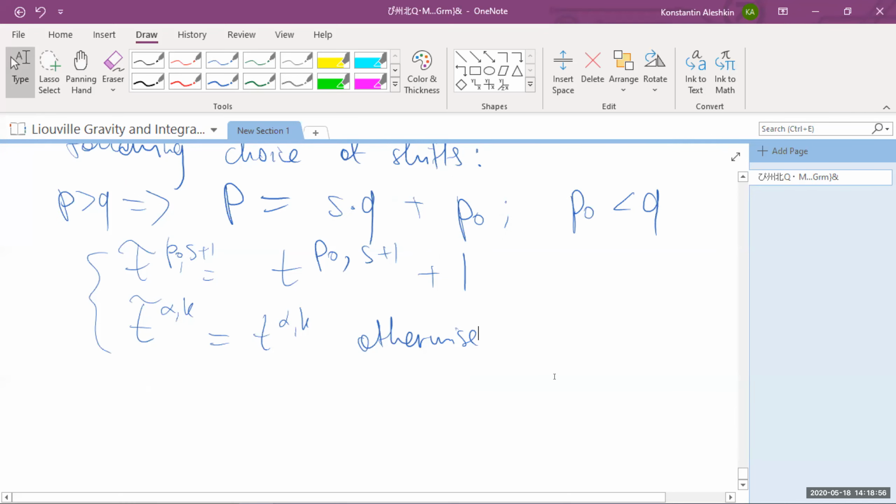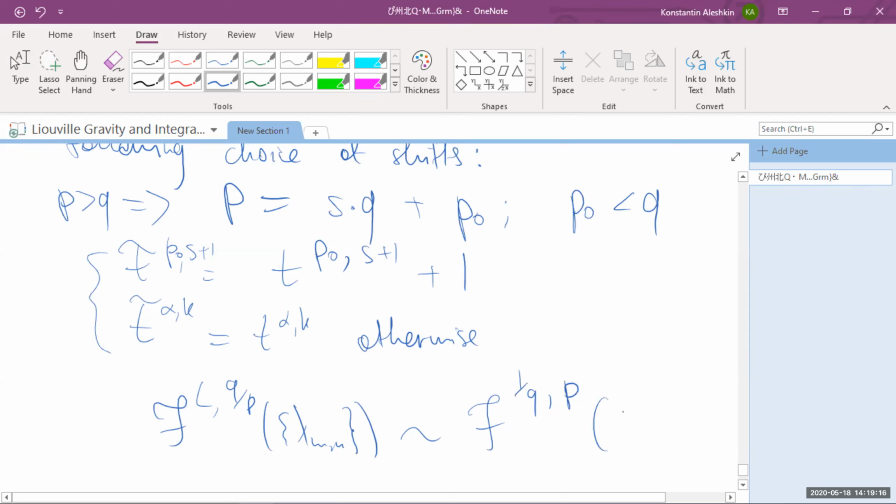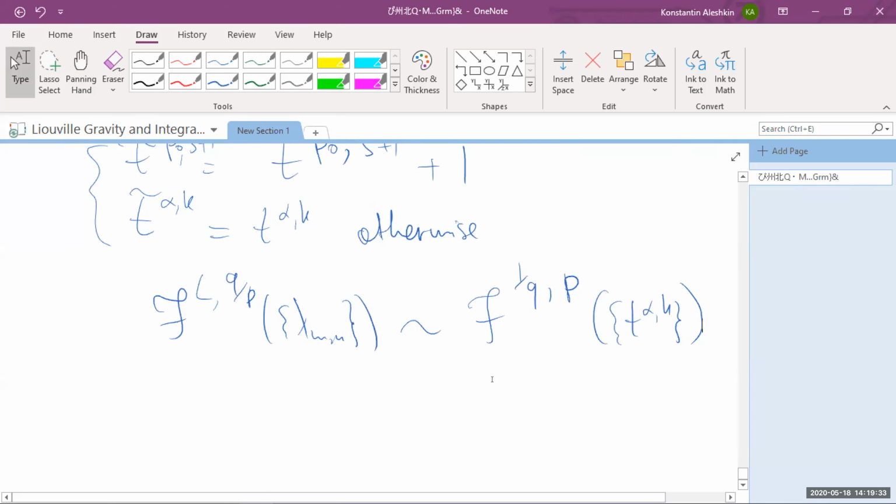Okay, so the statement is actually that F Liouville Q over P of lambda mn is related with F1 over Q comma P of t alpha k's, where this is not a generating function of enumerative invariants itself, but rather its analytic continuation, which is given by a different solution of the KdV equation, of the Gelfand-Dickey equation. So now we need to identify the parameters, identify these two sets.